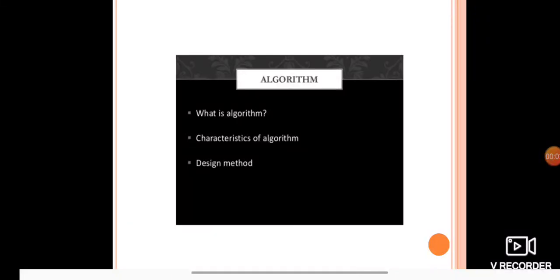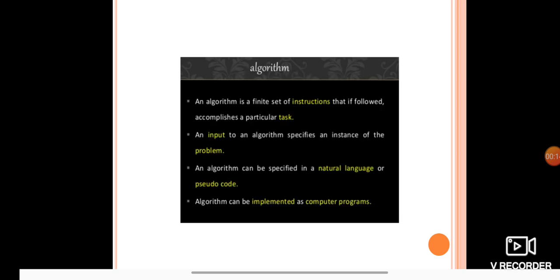Good morning, students. Today we learn algorithm and some points in this chapter. First is what is algorithm. Second is characteristics of algorithm and design method. First, we teach what is algorithm.